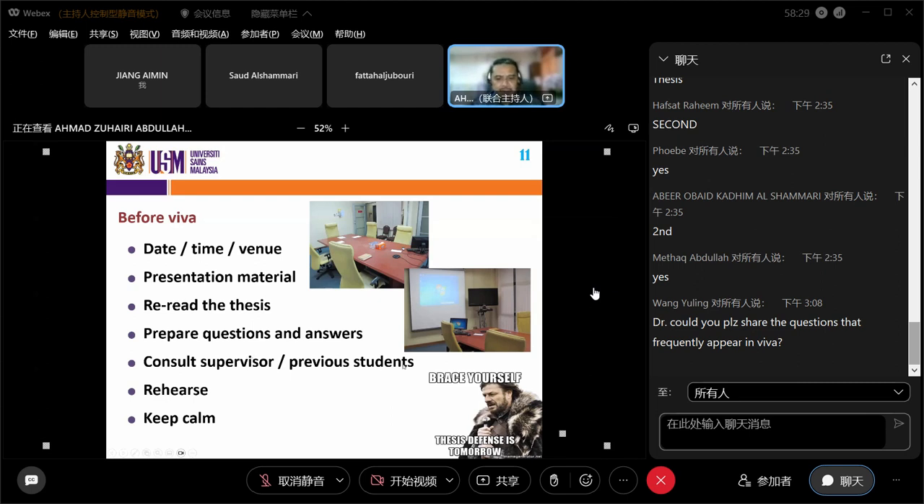Consult your supervisor and previous students. Usually the supervisor. Previous students may also not be sure. The supervisor, right? Be close to the supervisor. Ask about this and that.